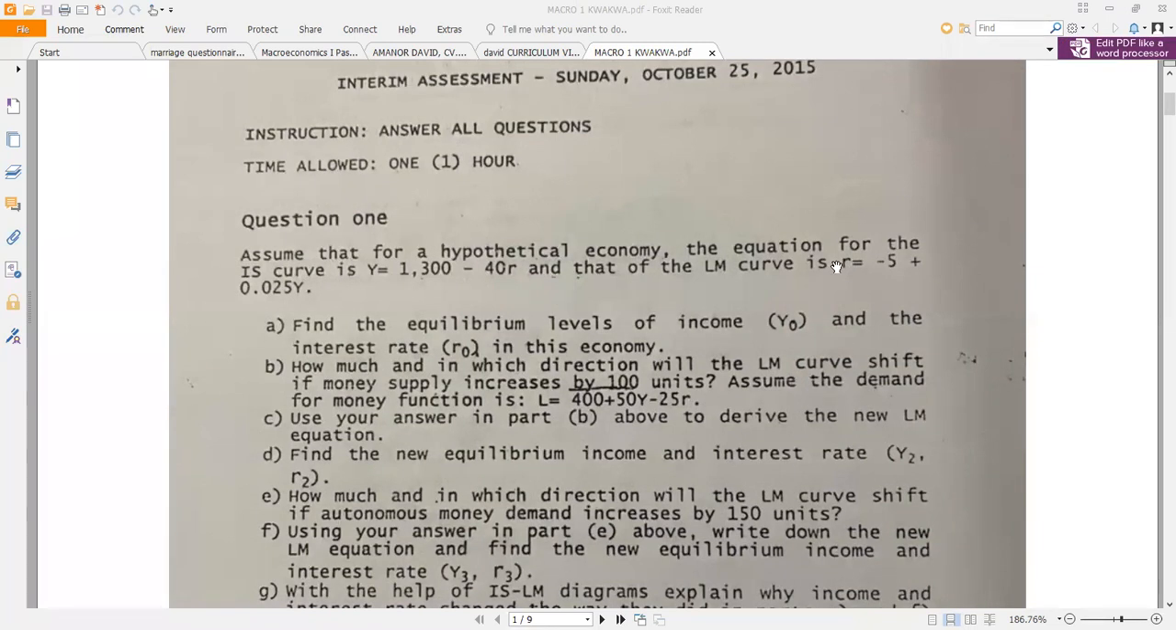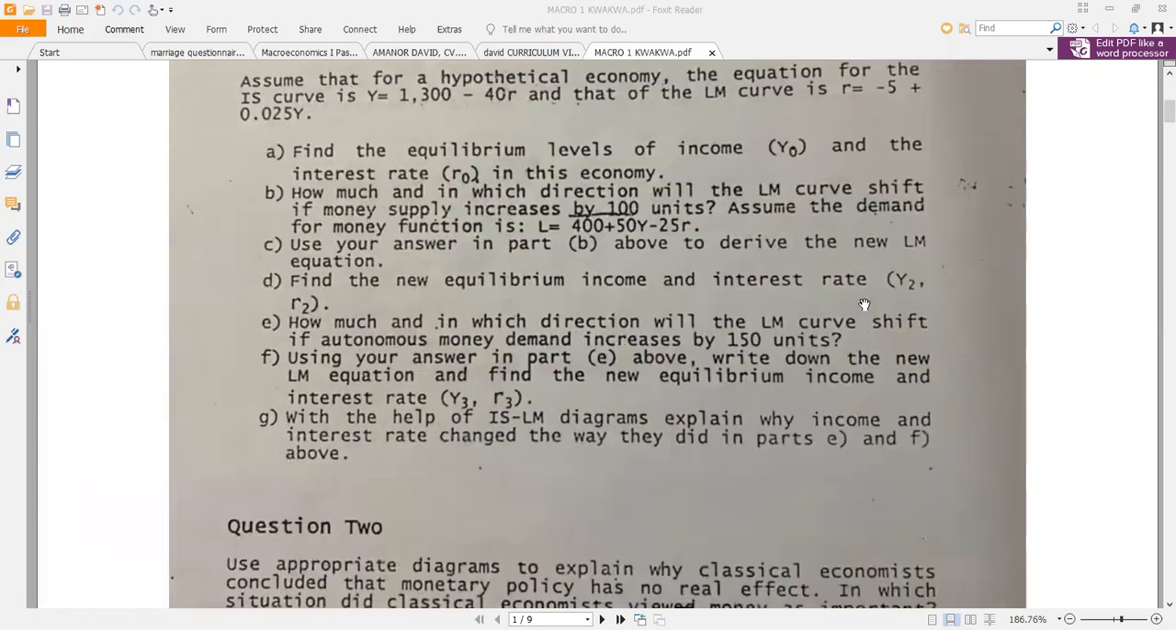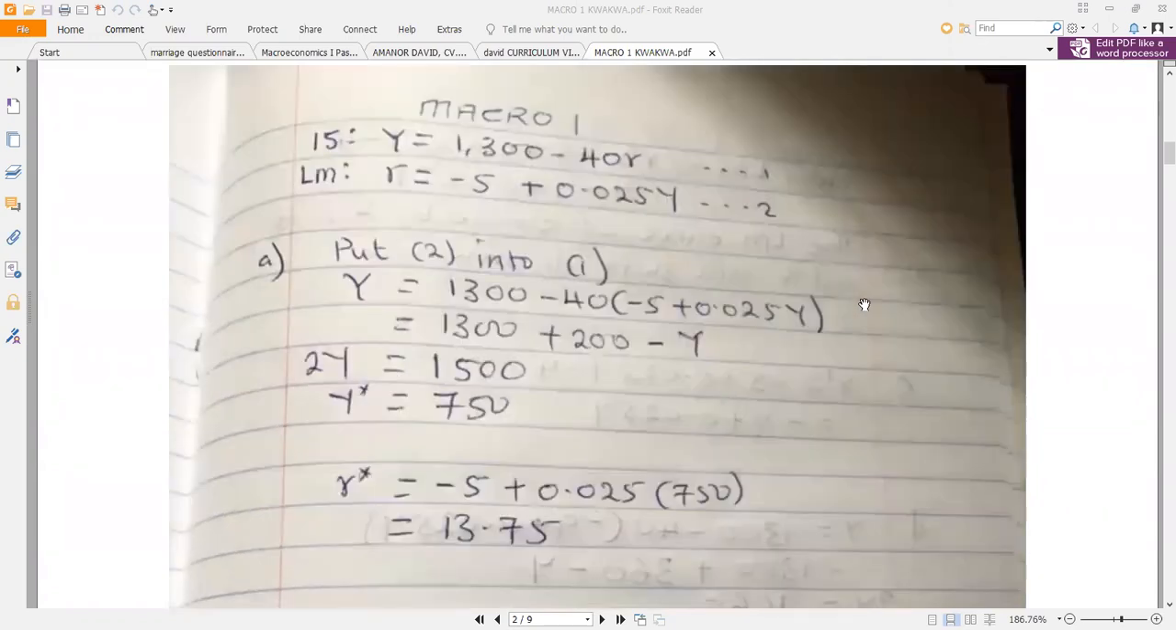Whichever way that you want to solve the simultaneous equations, you can choose to put Y into R or put R into Y. So this is what I did. This is the IS curve, this is the LM. So let's put equation 2, that's the LM curve, into the IS curve. Doing that, this R is now -5 plus 0.025Y. Then we expand. -40 times -5 will give us 200.